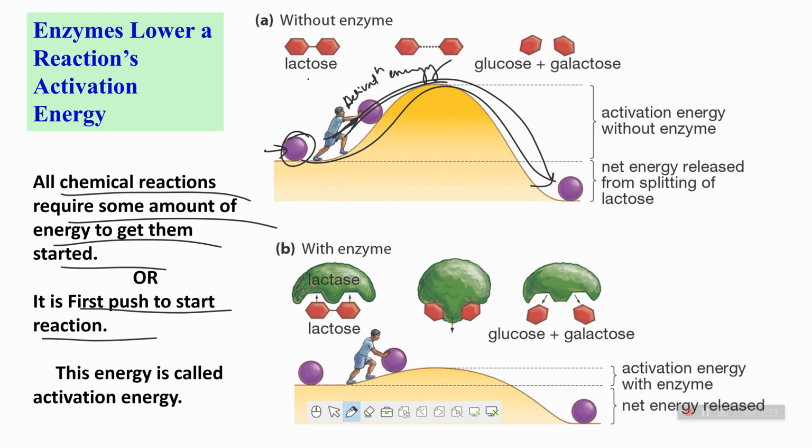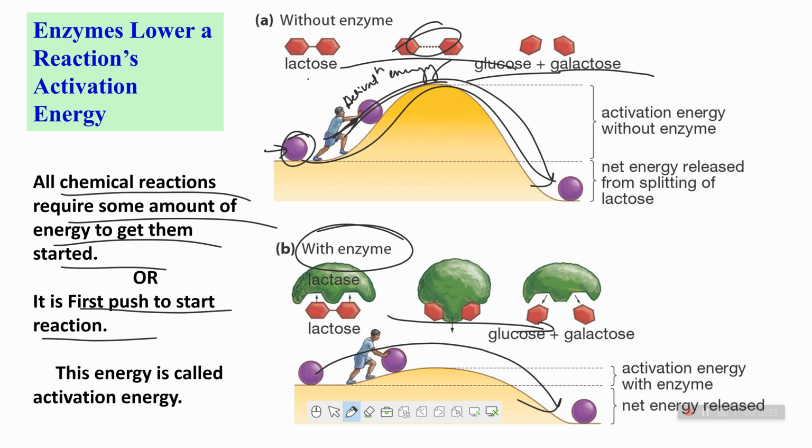This is lactose. Without enzyme, this lactose breaks into glucose and galactose, right? So in this process, a high amount of activation energy will be required. With the presence of the enzyme lactase, the lactose breaks into glucose and galactose easily. Less activation energy will be required. So when we push this ball up and then down the slope, less energy will be required, and that is the activation energy.